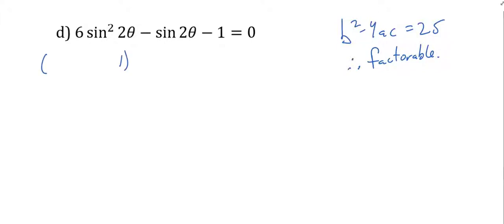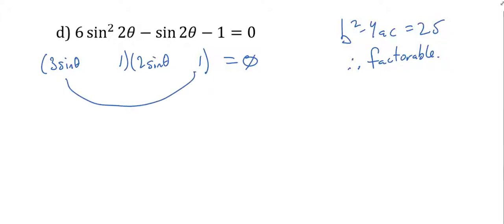And again, I'm going to cheat because we got those ones there. And I don't know about you, but I'm thinking this has got to be 3 and 2, doesn't it? Like it's not going to be 6 and 1. It's got to be 3 and 2. So 3 sine theta and 2 sine theta. And which one's which? So I need the 3 to be negative, and the 3 comes from this, so that's negative. And the 2 comes from that, so that's positive.